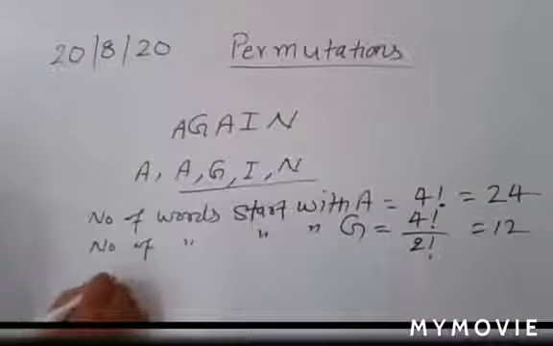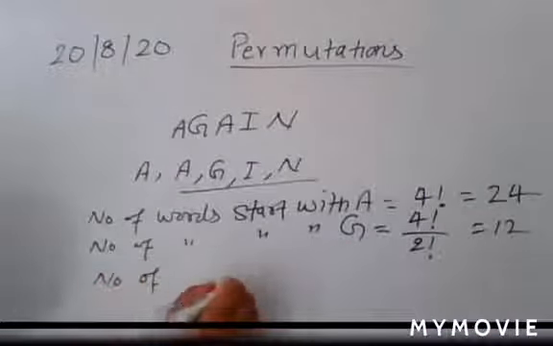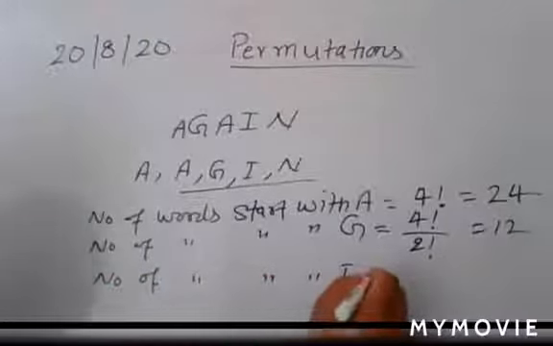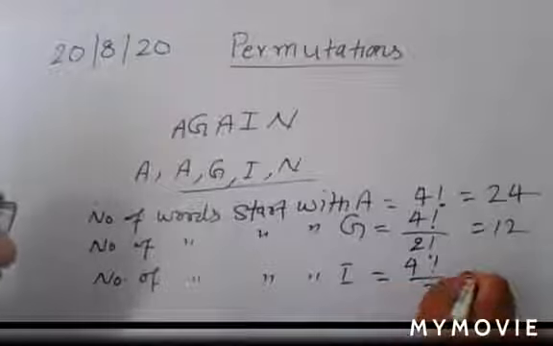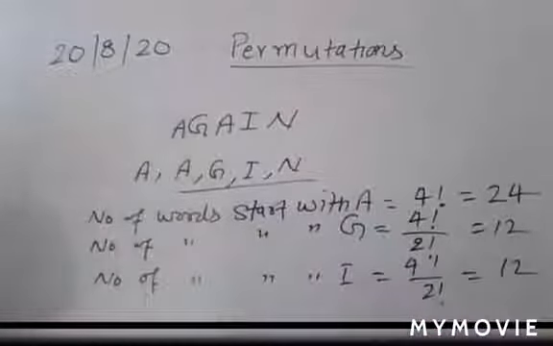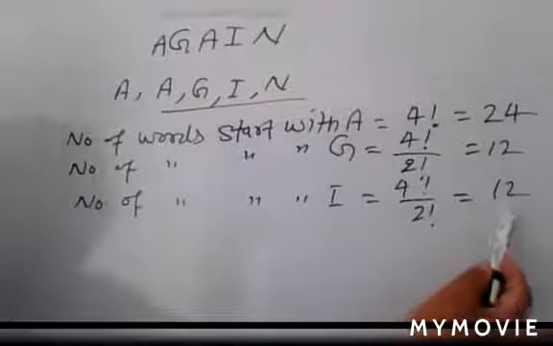In the same way, the number of words that start with I is also factorial 4 upon factorial 2, so that is also 12. So how many words did you count here? Here you reached up to 48 words.